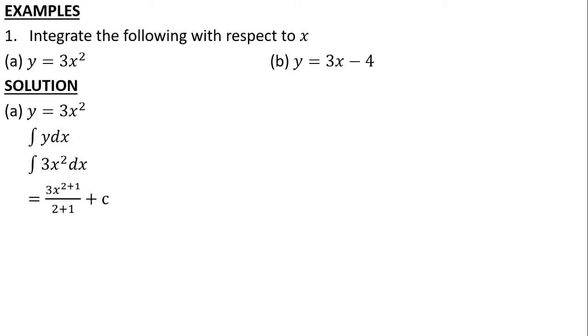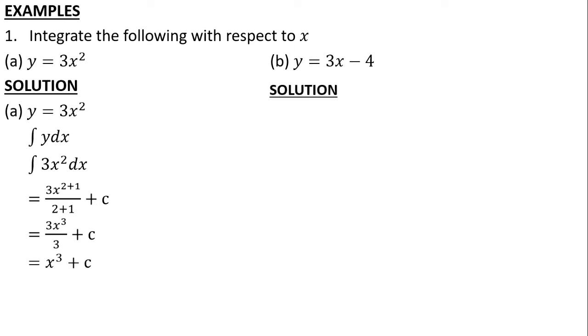So we are going to get a denominator 3. When we divide 3 into 3, we'll get a 1. So we are going to say 3x cubed over 3 plus c, which is going to give us x cubed plus c. Part B.